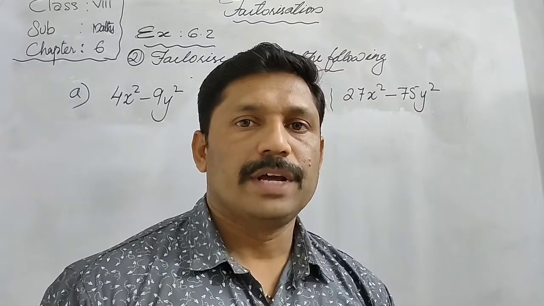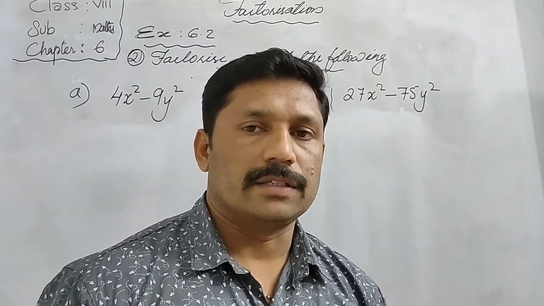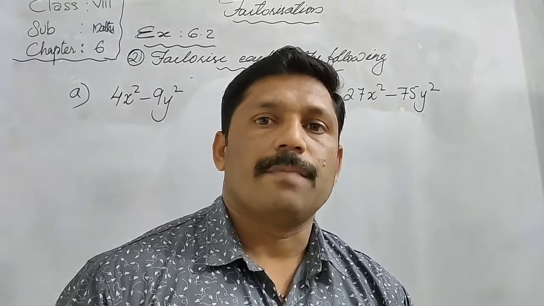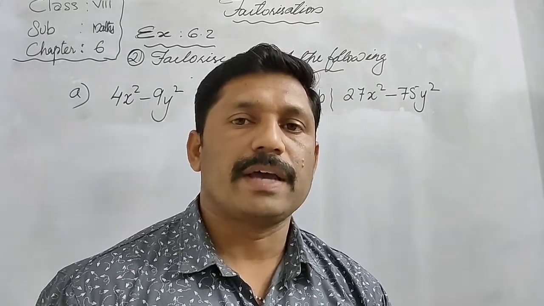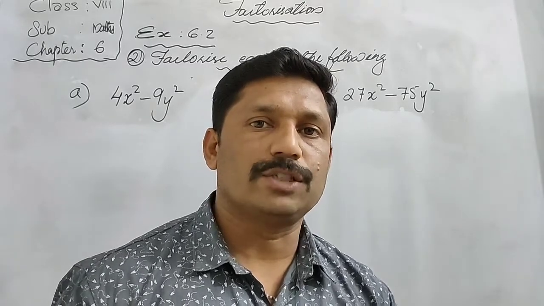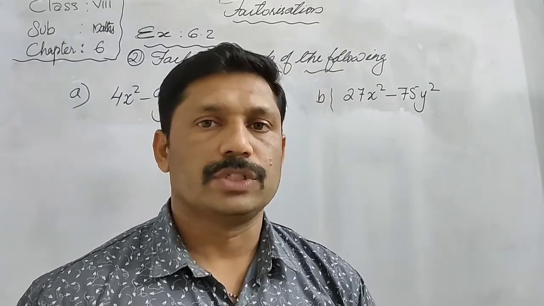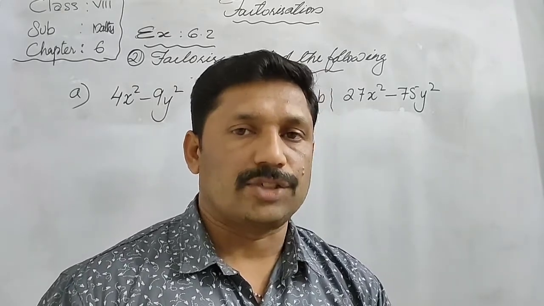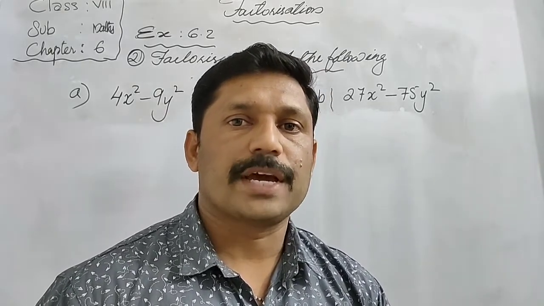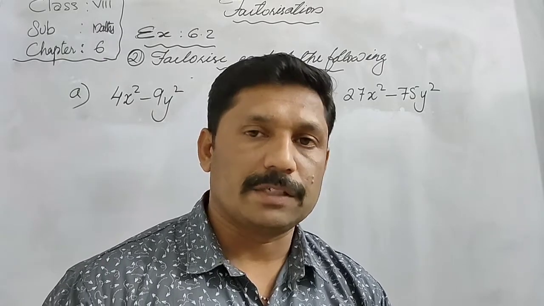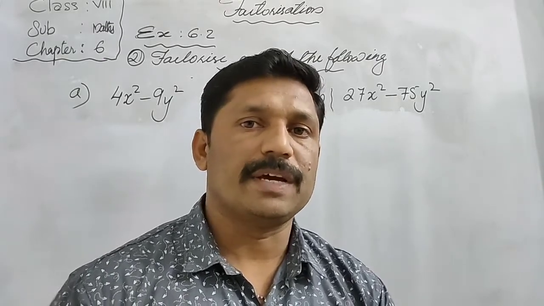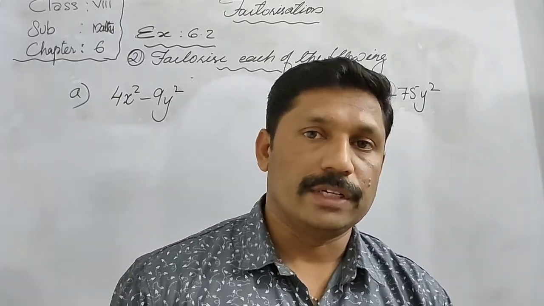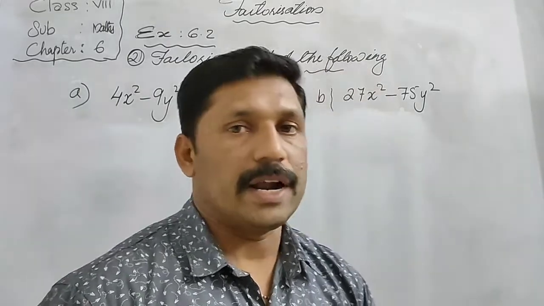Morning students. Today we continue exercise 6.2. We were studying factorization by using identities. In our previous class we used the first two identities to factorize, and today the next identity: a square minus b square is equal to a plus b into a minus b, or a plus b into a minus b is equal to a square minus b square. That identity we are going to use to factorize the given expression.